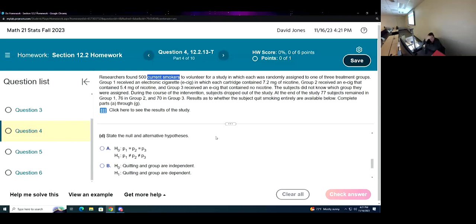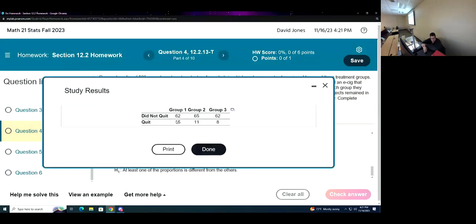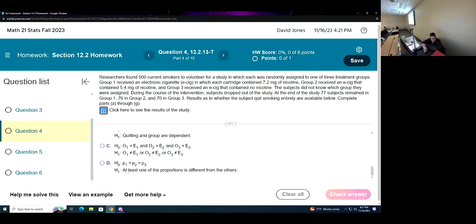State the null and alternative hypothesis. They didn't really say it very well, but it's definitely not A, because we're not trying to say the proportions are all the same. Although H-naught kind of is that way with quitting and group being independent. I don't know what this O1 and E1 is. Is that something from the data table? Nope. We see they got a table right here. We could even see the response variables right there. They're listed. I don't know what O1 and E1 is.